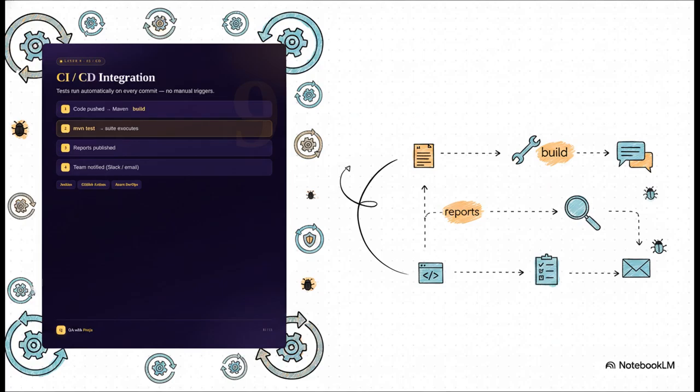That brings us perfectly to Layer 9, which integrates your framework with powerful tools like Jenkins, GitHub Actions, or Azure DevOps. This is what guarantees your tests run automatically on every single commit. It effectively shifts your testing left, catching bugs the exact minute a developer introduces them, and entirely eliminating the need for manual, local test triggers.